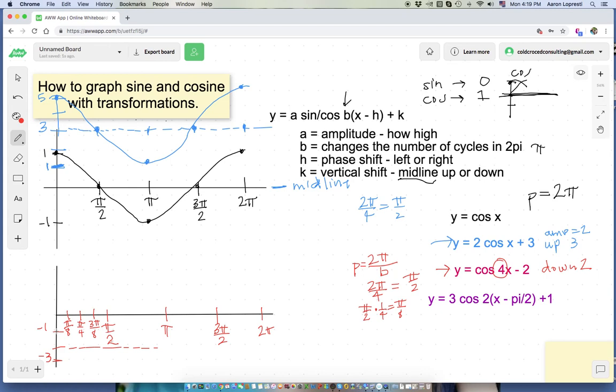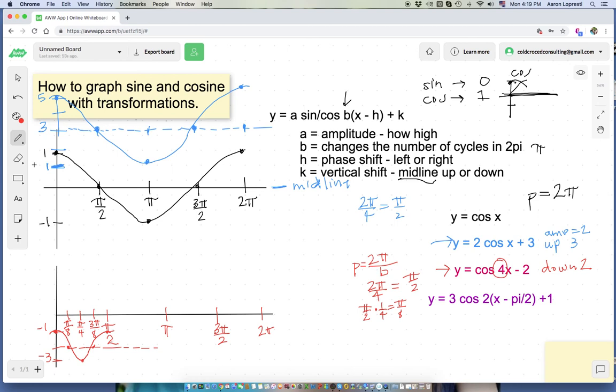Cosine starts up. So it starts not at the midline, but up. Then middle. Then down. Then middle. And then up. So we have our full cosine all smooshed. Where it was spread out over 2 pi, we now have it at pi over 2. So what this 4 is telling us is that I could now get 4 full graphs in the space of 2 pi. So it gives me 4 times as many. It would have been but 1, 2, 3, 4.